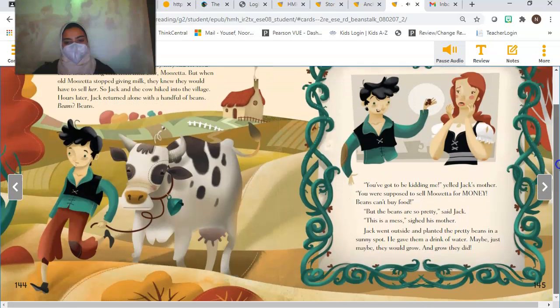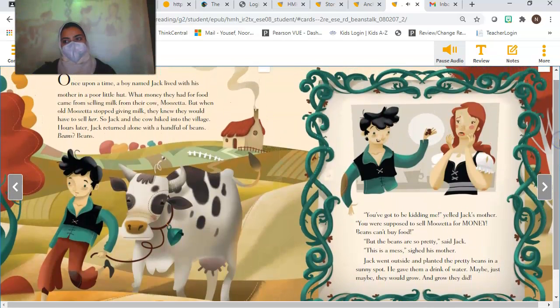Beans. You've got to be kidding me, yelled Jack's mother. You were supposed to sell Musetta for money. Beans can't buy food. But the beans are so pretty, said Jack. This is a mess, sighed his mother. Jack went outside and planted the pretty beans in a sunny spot. He gave them a drink of water. Maybe, just maybe, they would grow. And grow they did.